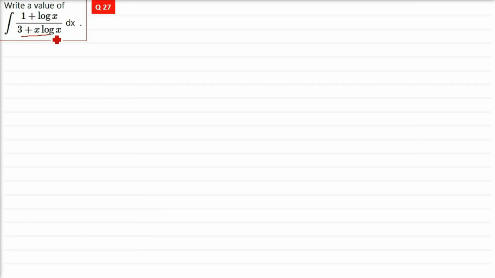Now we just have one option in this question. We can take either x log x as t, or 3 plus x log x as t. So it's up to you which you want to take. The better way is to take the whole denominator as t.